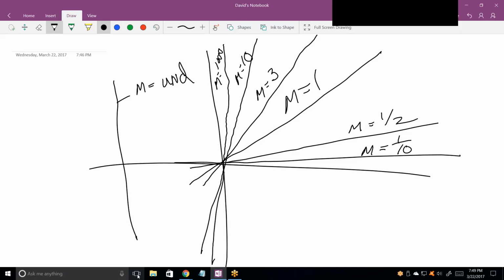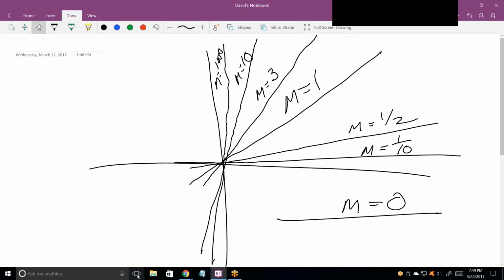When you take a number divided by 0, you get infinity. But they don't like to use the word infinity in algebra, so they call it undefined. So horizontal lines have a slope of 0. Vertical lines have a slope of undefined.